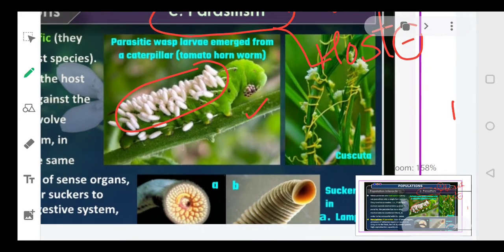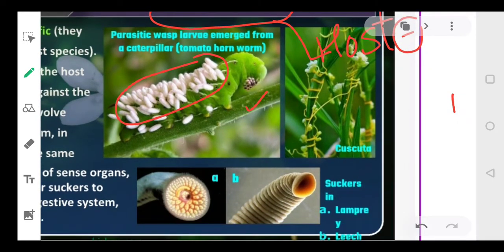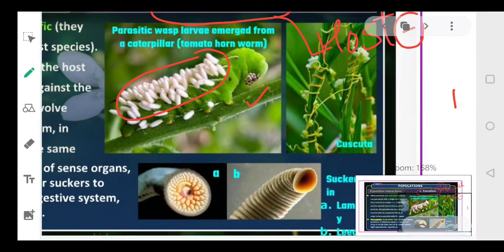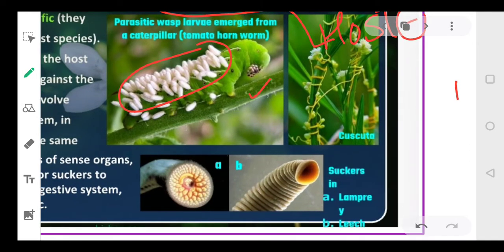Second, as you can see here, the cuscuta plant. It is wrapped around the hedge plant. It's a parasite on the hedge plant and derives nutrition from it, and this cuscuta plant does not contain chlorophyll. Just imagine, this plant does not have chlorophyll, and it wraps itself on the hedge plant and derives nutrition from it.